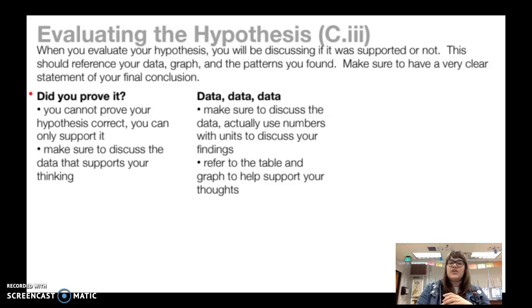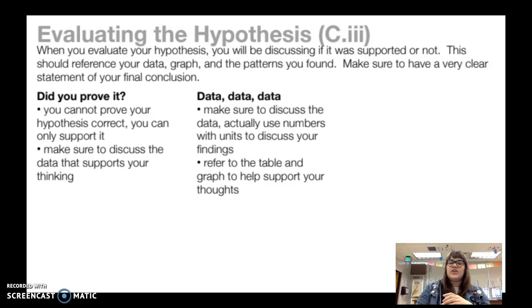So right here it says, did you prove it? Well, you cannot prove your hypothesis correct. You can only support it. Make sure to discuss the data that supports your thinking. And then here it says, data, data, data, data. Make sure to actually discuss data. Actually use numbers with units to discuss your findings, and then refer to the table and the graph to support your thoughts.